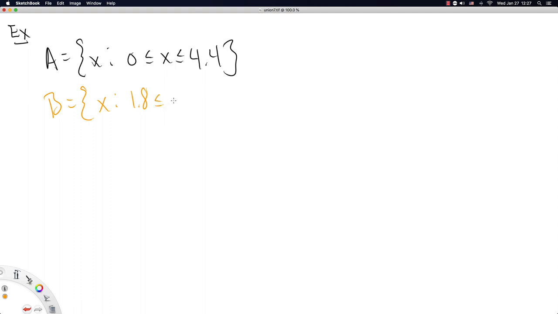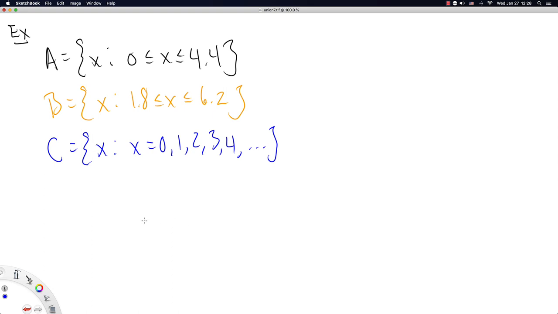Example. Let A equal all the elements X such that 0 is less than or equal to X is less than or equal to 4.4. Let's change colors to help our brain think about these things. Let B be the set of all the elements such that 1.8 is less than or equal to X is less than or equal to 6.2. And keep the colors going because I think it helps. C is going to be all the elements such that X is a natural number. I'm not going to list them all. I can't.